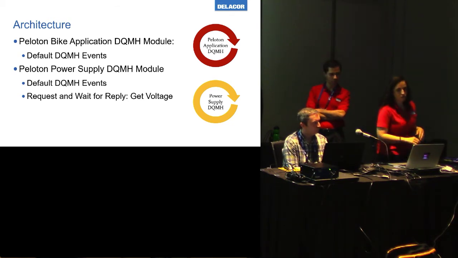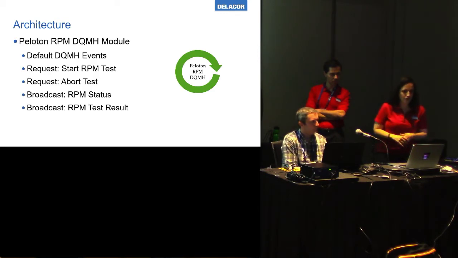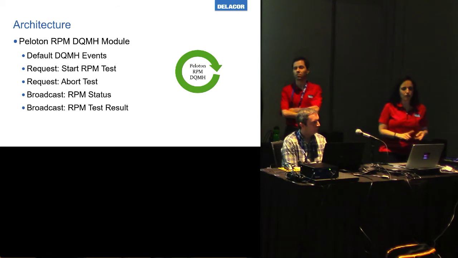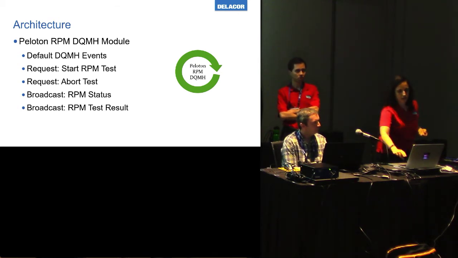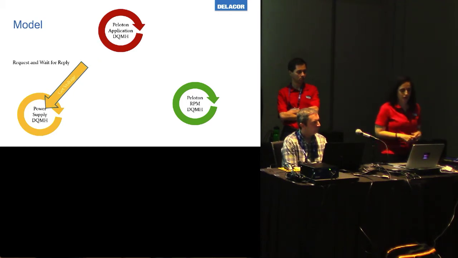Okay, third module is going to be the RPM module. Same thing, it is going to have the default events, plus we're going to create 2 requests, a start RPM test and abort test, and 2 broadcasts, RPM status and the final result. So if I were to put these with arrows, this is a request and wait for reply. I said get voltage and I got the reply back.